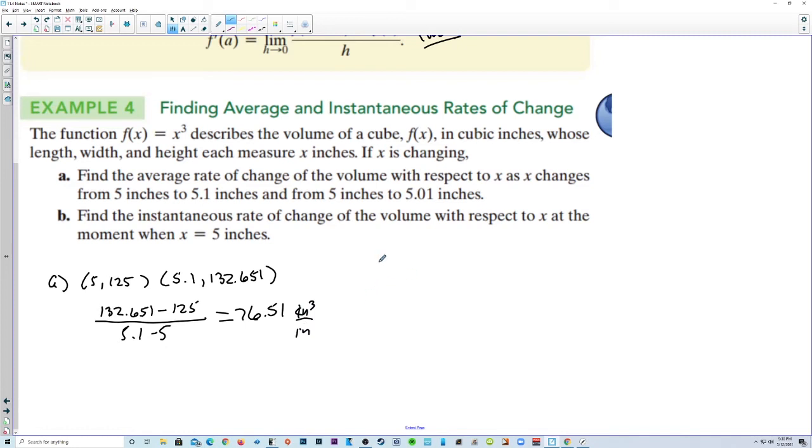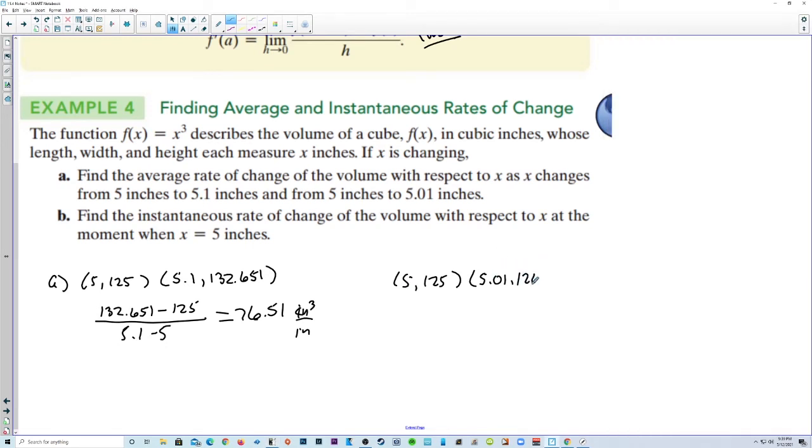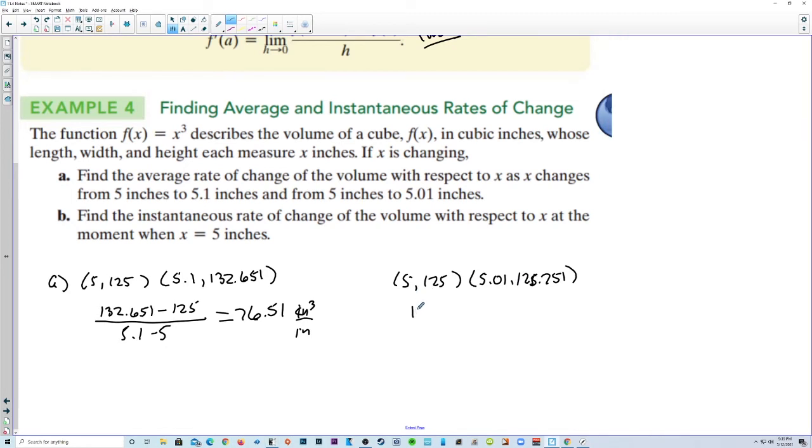Now for the other one, we have 5 and 125, and we're going to do 5.01, and we're going to cube 5.01. 5.01 cubed is 125.751. And we need to find the average rate of change for this, which is 125.751 minus 125 over 5.01 minus 5.